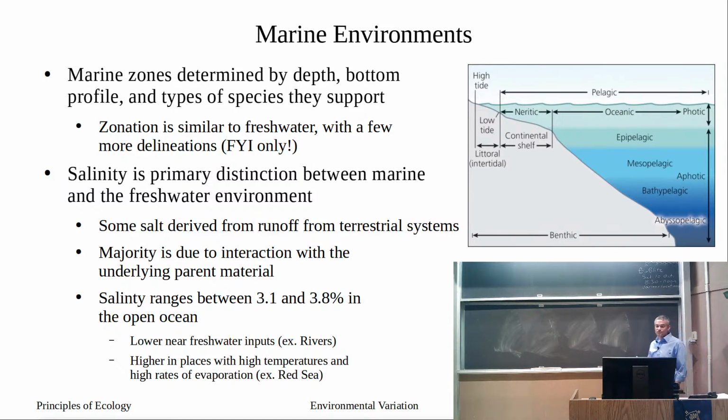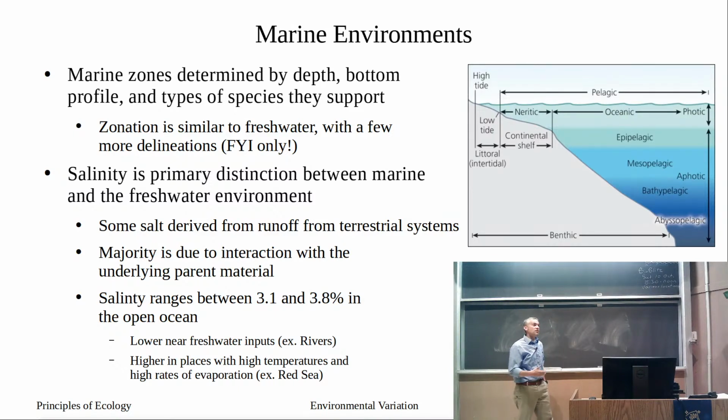So why do we get this variation? Well, we get variation when we have rivers, freshwater input. So the rivers are bringing fresh water into the system. Saline, the salt concentration is going to fall down in some of those areas. All right.